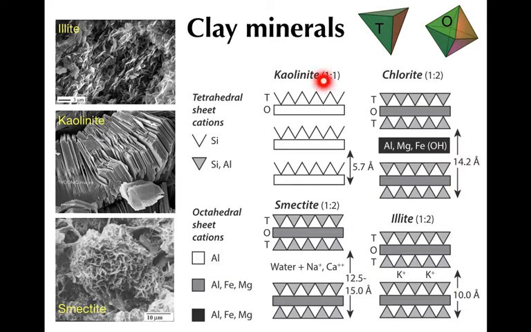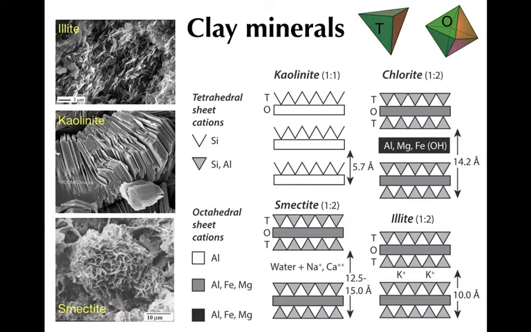So kaolinite is the first of these. Kaolinite is a 1-to-1 clay, meaning that each layer or each sheet in the clay mineral consists of an equal amount of tetrahedral and octahedral layers, TO, TO, TO, stacked on top of each other.